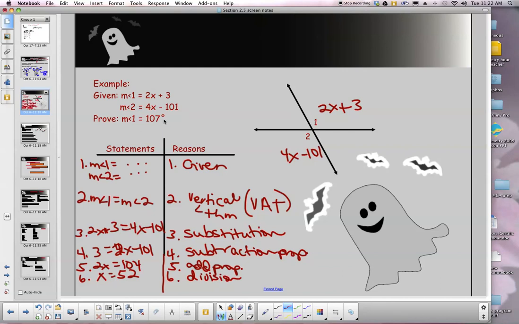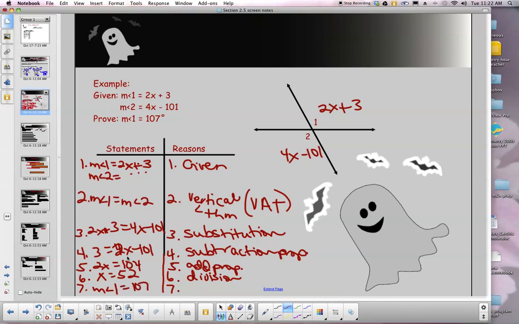Now, the trick is that angle 1 is what I'm trying to find, and I know that angle 1 was 2x plus 3. So if I stick 52 in here, 52 times 2 would be 104, plus 3 would be 107. So my last step, now that I know that x is 52, I can write that the measure of angle 1 is 107.